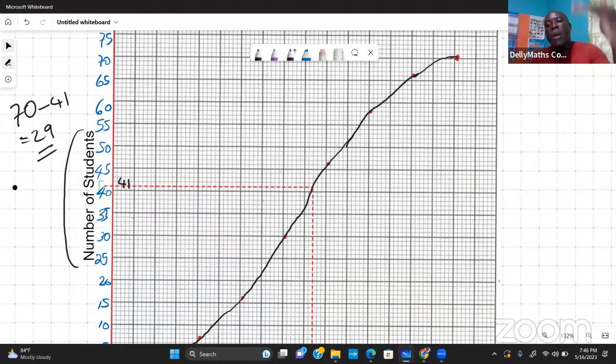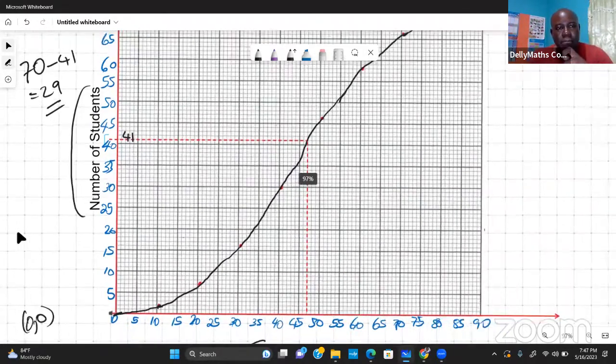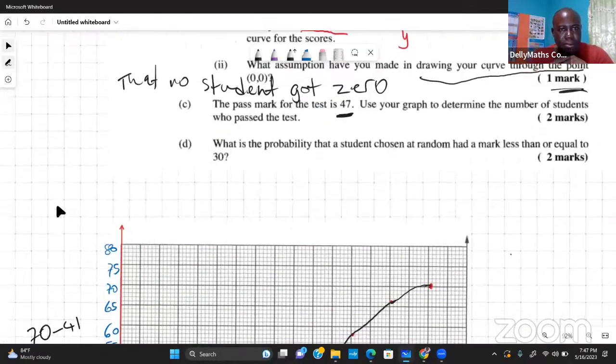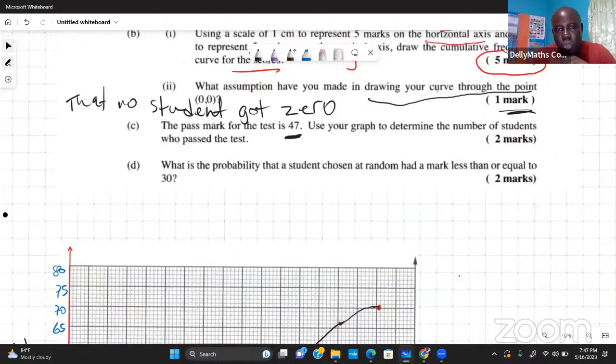41 students got a lower grade than 47. I hope you understand the context, right? Talking about those who pass. So in this case, I think the question is here. In this case, I got 41, so it is 70 minus that 41, and I'm gonna get 29 students.